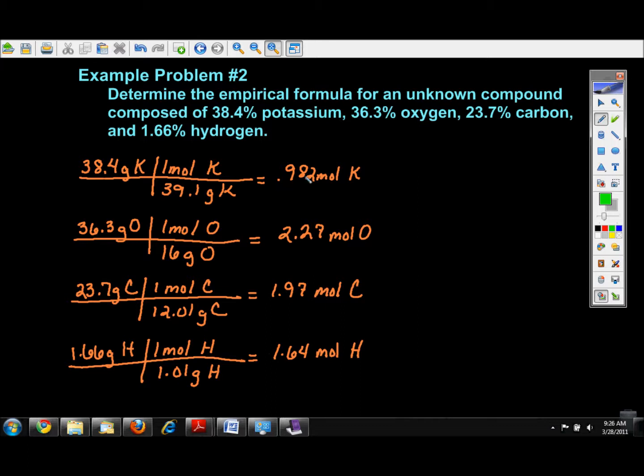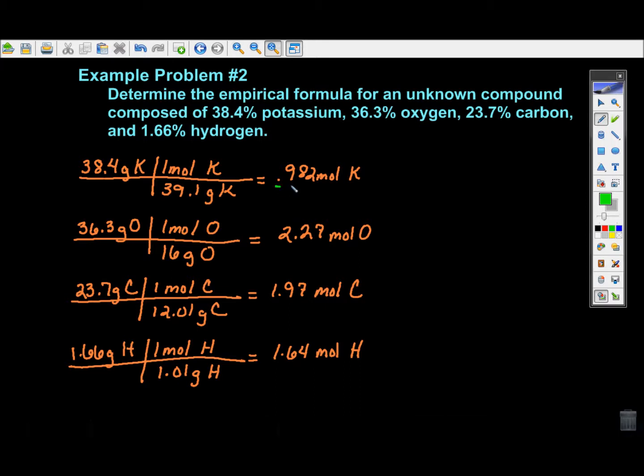So now I look at this and decide which one of these quantities is the one in the smallest amount. And of course, you see that it is potassium. So I'm going to divide each one by that molar quantity of potassium. When I do, it's going to give me the relative ratio of these elements based on the one in the smallest amount. So I'm going to pause to do my calculations. You do yours.